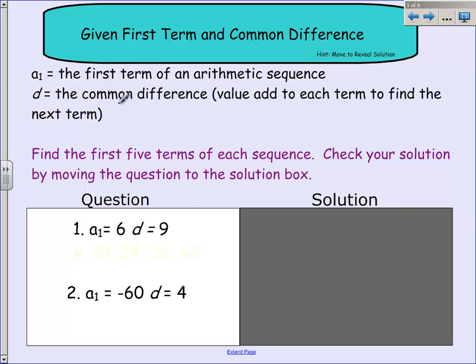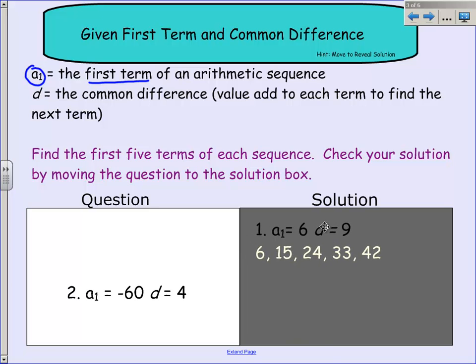Now we're going to look at this term a sub 1. The a sub 1 is the very first term that you see. We know that from dealing with sequences the last couple of days. If you know the first term and the common difference, then you should be able to find the next terms after it. So if the first term is 6 and the common difference is 9, this means we're going to add 9, and add 9. Let's see what the next terms would be. Add 9 to 6 is 15, plus 9, and plus 9.